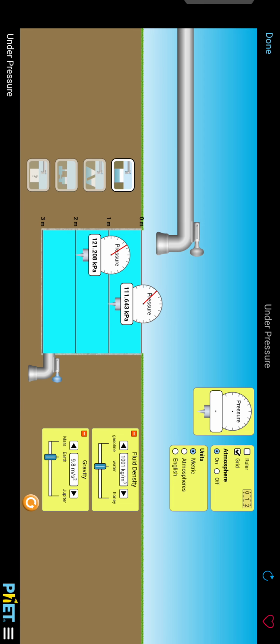Let's adjust the gravity from Earth to Jupiter, which is 24.9 meters per second squared. We can see here that as the gravity increases, the fluid pressure also increases, because the fluid pressure is the density times the acceleration due to gravity times the depth below the liquid.